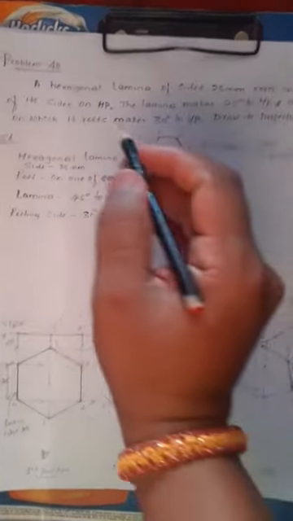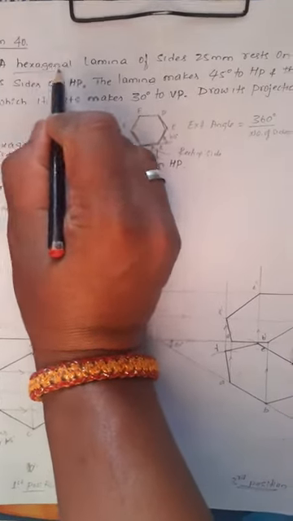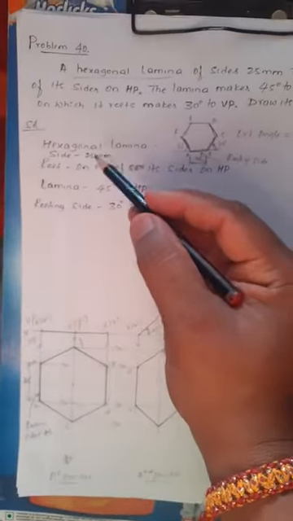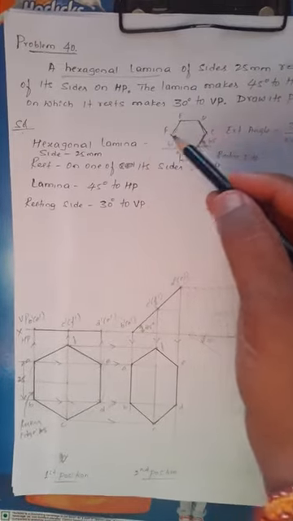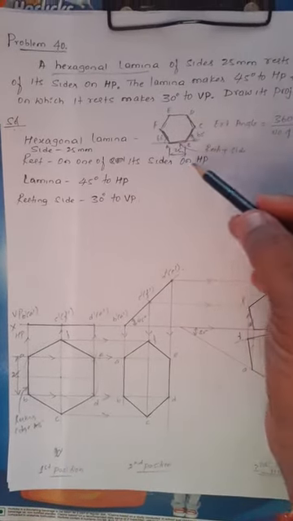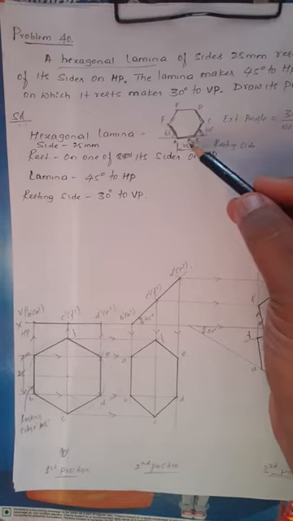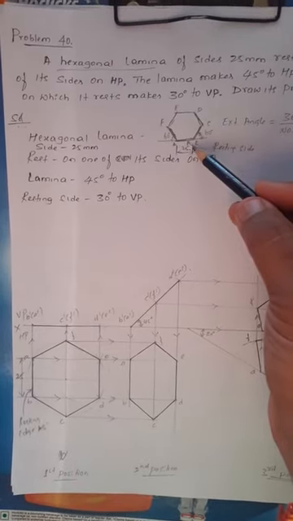Now first identify the type of lamina. What type of lamina is it? It is a hexagonal lamina. Write the given data: hexagonal lamina. Draw a freehand sketch. The hexagon has 6 sides. All sides are equal, so it is a regular hexagon.